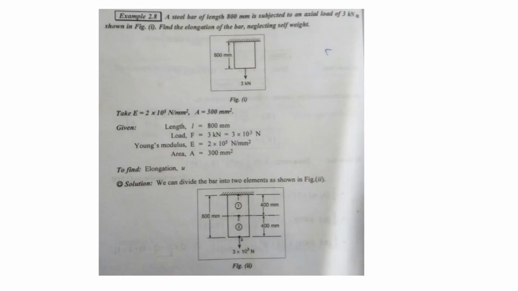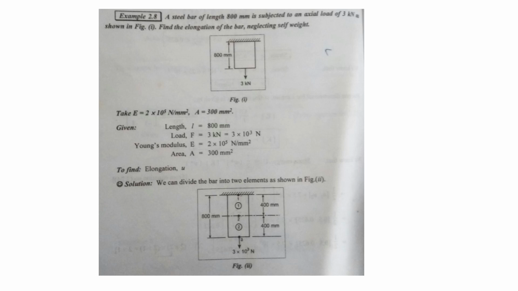We are going to solve a simple problem using the finite element method. An example from the textbook is shown here. A steel bar of length 800 millimeter is subjected to an axial load of 3 kilonewton as shown in the figure. Find the elongation of the bar, neglecting self-weight. The picture is shown here.